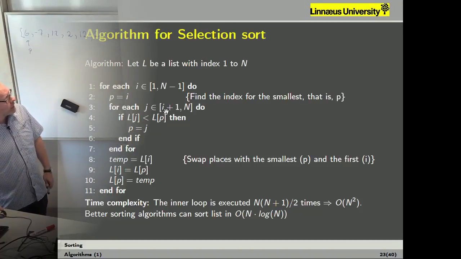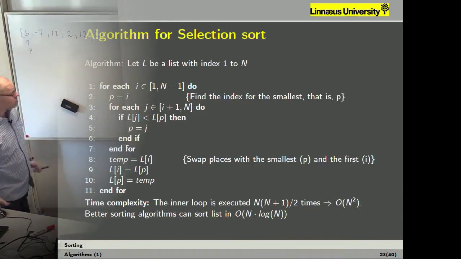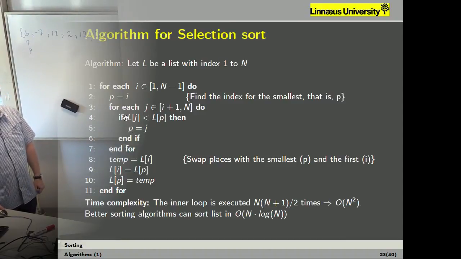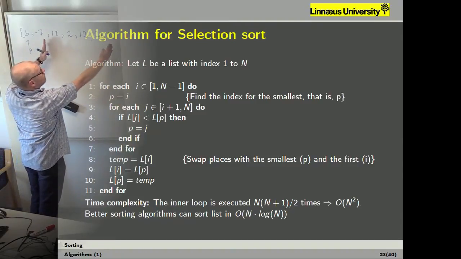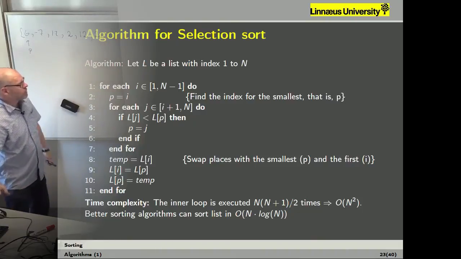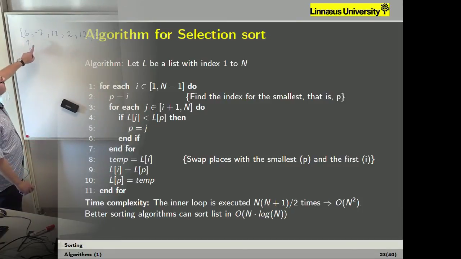And then for each element from i plus 1, that means for each element in the remainder of the list, I do the following. If the new element is smaller than the currently smallest element, then I say that the smallest element is from now on in this position. So I'm keeping track of the position for the smallest element. And I go through the entire line until I have found the smallest element among all these elements. Then I swap place between i and P in 3 steps.